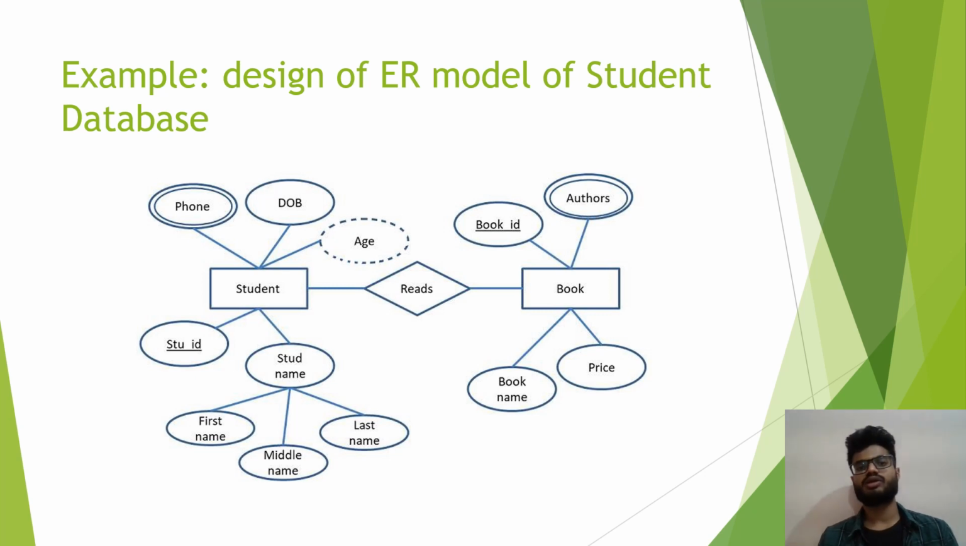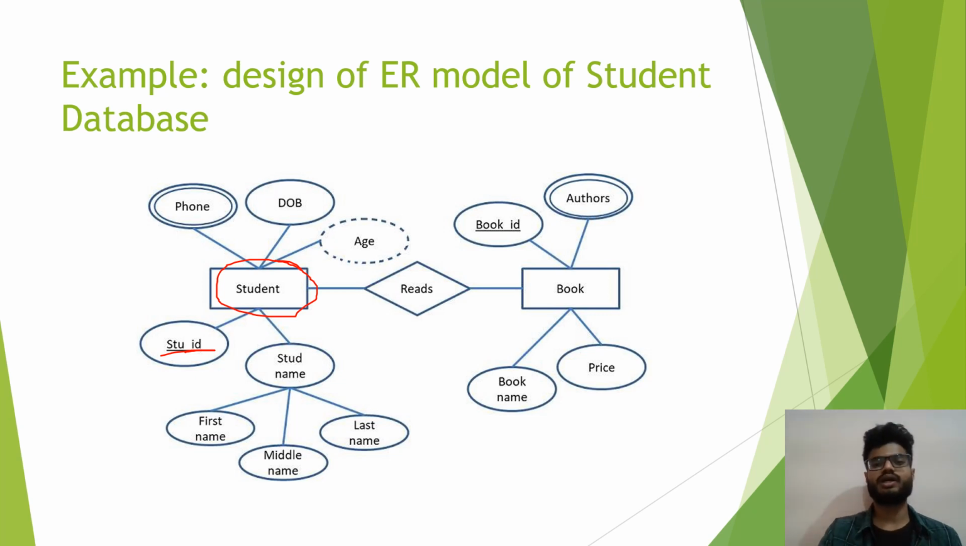Here is an example of an ER model of a student database. Here is one student table which contains date of birth, phone number, student ID, and student name. Student name is a composite attribute because it can contain first name, middle initial, and last name. Student ID is a primary key. One student can have three phone numbers, so phone number is a multi-valued attribute. Date of birth is a simple attribute, and age is a derived attribute that can be calculated using date of birth.